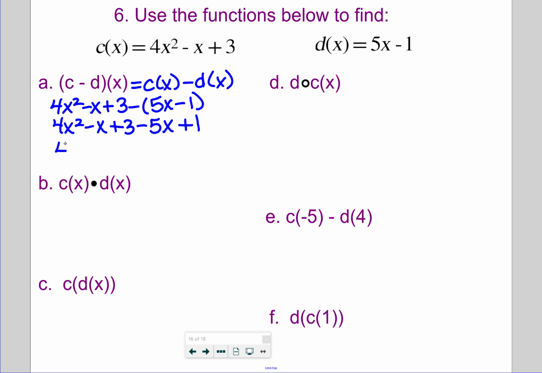And then combine my like terms. 4x squared, -6x, +4.